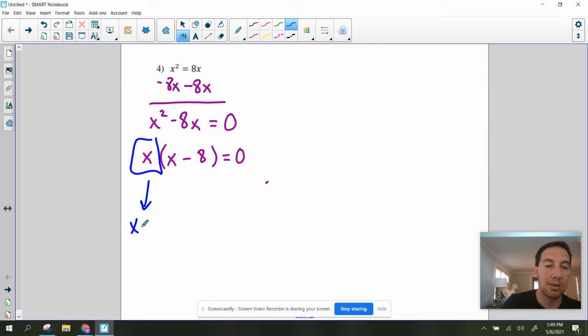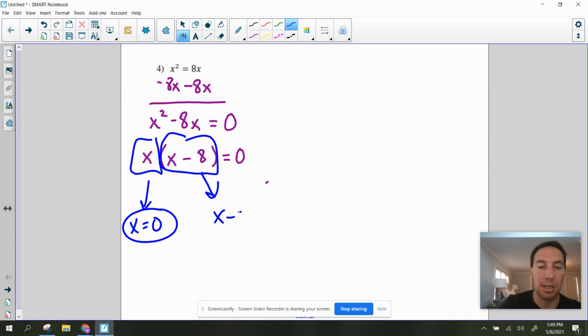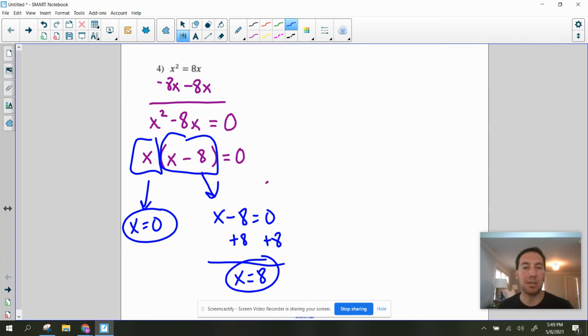Either this thing could be 0. So that's just 0. Or this whole thing could be 0. X minus 8 equals 0. Add 8, add 8. So we get that x equals 8. So those are our 2 answers.